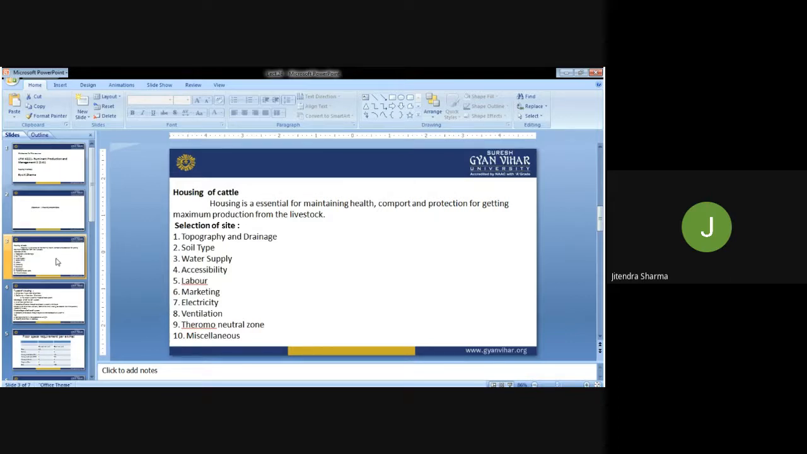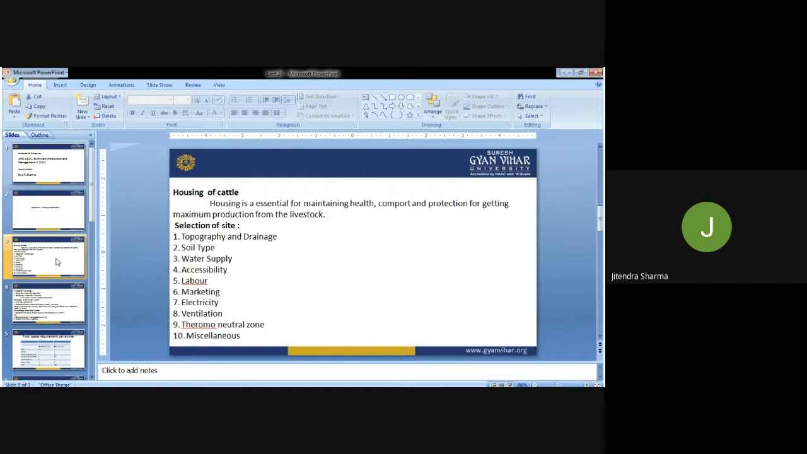And the electricity, yes, this is also very important, because nowadays we are storing our milk in a bulk milk cooler, and we supply to the market as per our situation. When the situation is favorable, then we can supply to the market. So that kind of facility we have to have in our farm while we are selecting the site for the dairy farm.